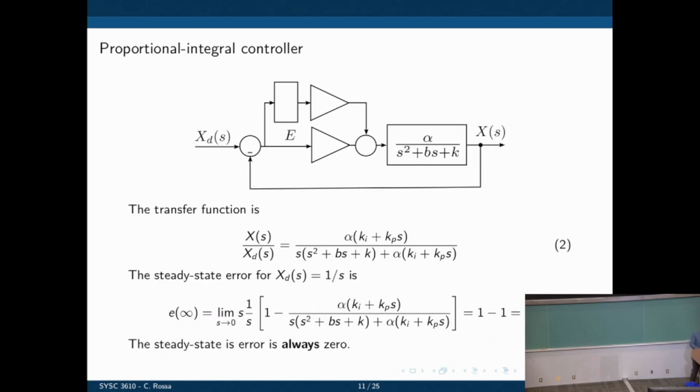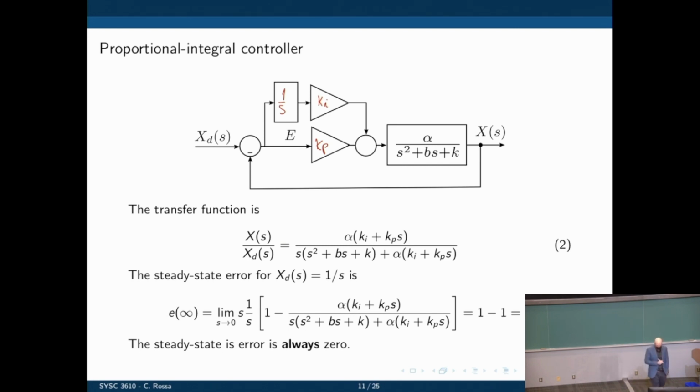Before we go there, let's just prove here mathematically that the steady state error is indeed 0. So we take the transfer function here, the closed loop transfer function. Just find the transfer function of the controller, multiply that by the transfer function of the plant, and then close the loop.